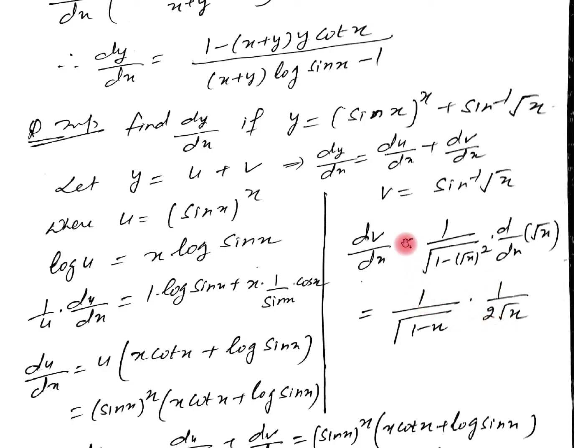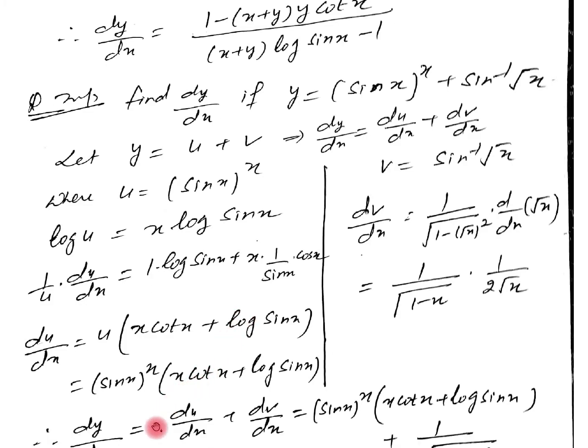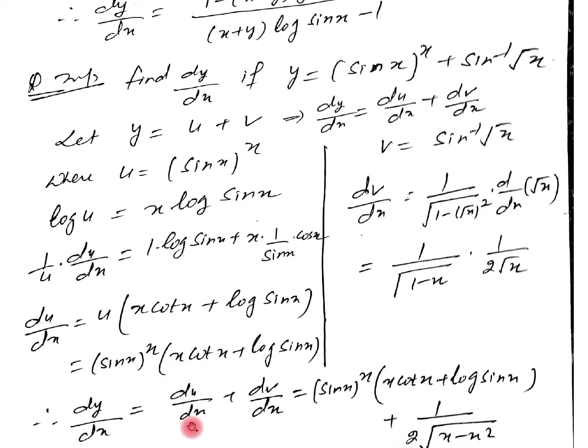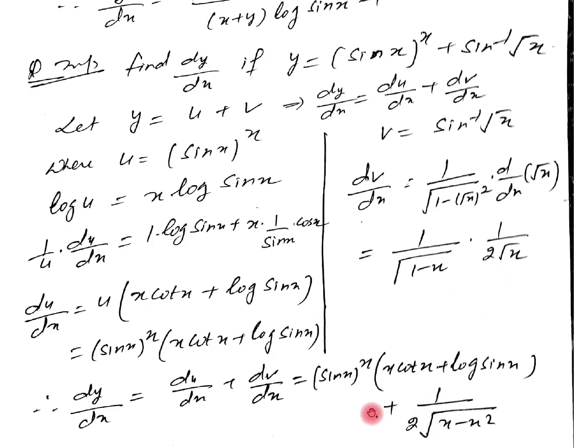Now putting this value of du by dx and dv by dx because we have to calculate dy by dx. Then dy by dx is du by dx plus dv by dx. Putting these values, we get the value of dy by dx. Here I am collecting these because these are the like terms, we can easily multiply. So it is 1 by 2 under root x minus x.